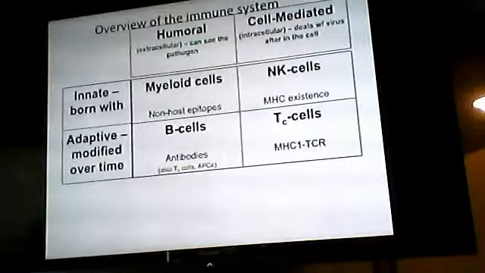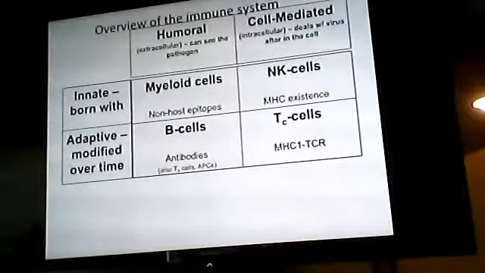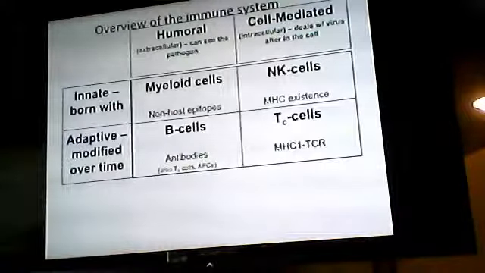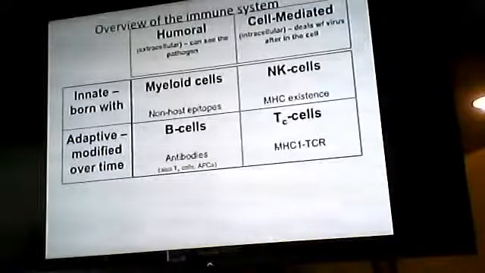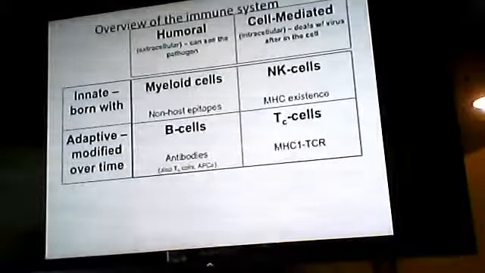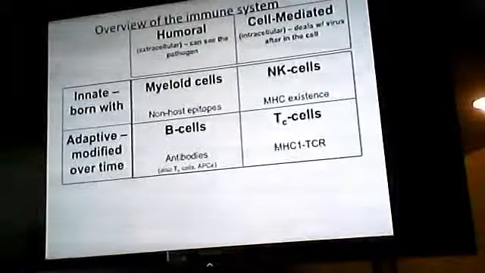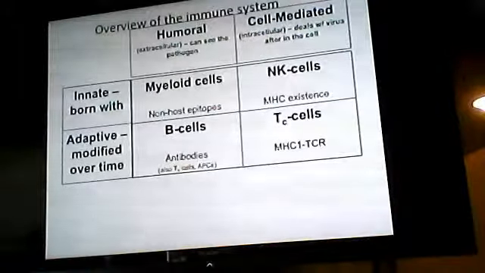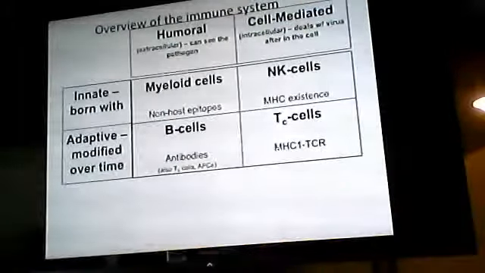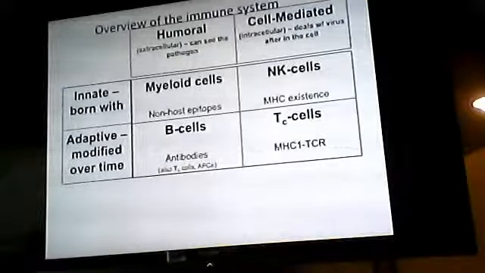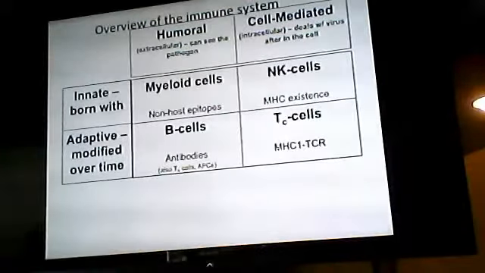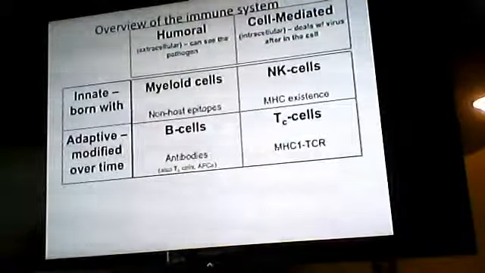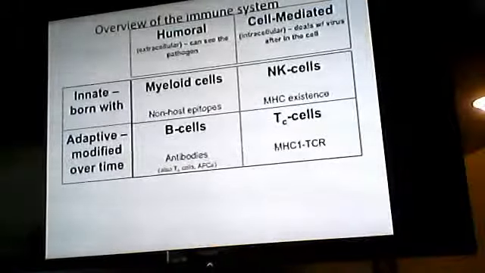So you can have an innate system with your myeloid cells, or you can have adaptive with your B cells. B cells relate to antibodies. And myeloid cells are your macrophages and more non-specific things, like neutrophils. Cell-mediated will relate to natural killer cells. Natural killer cells are innate, but they still relate to cell-mediated, so they check whether or not the cell itself is infected with something, okay?